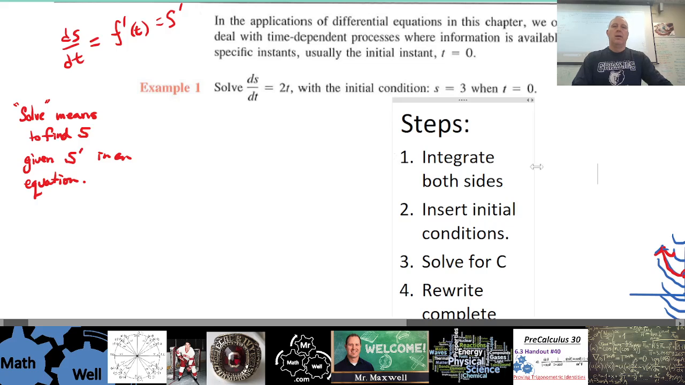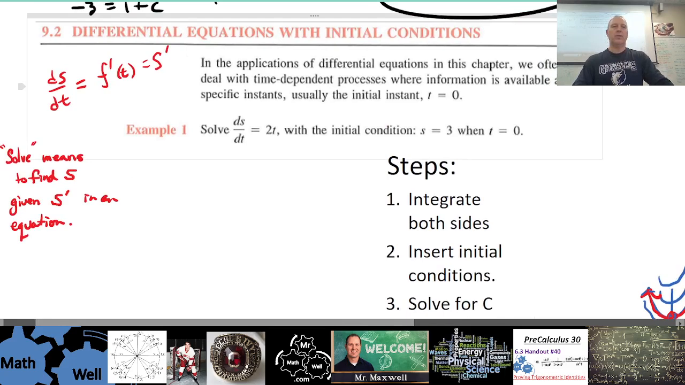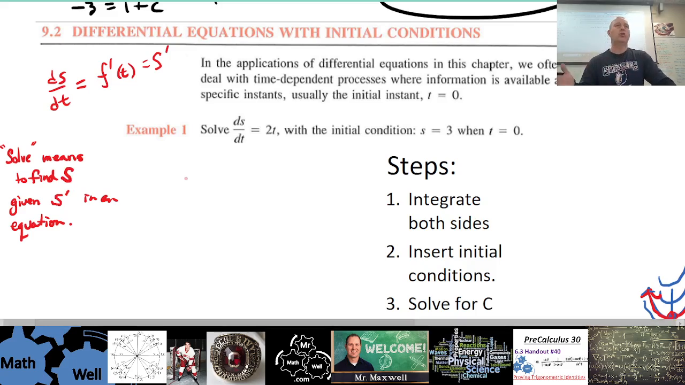Okay, so again, solving differential equations means to find s given s prime in an equation, or solving for f given f prime, right? So we're actually solving for the original function. And if we're given initial conditions, we can have a particular solution, a particular function that has the c value included. All right, so the steps, I'm going to write this as s prime equals 2t. So ds/dt, I'm just going to write Newton notation there.